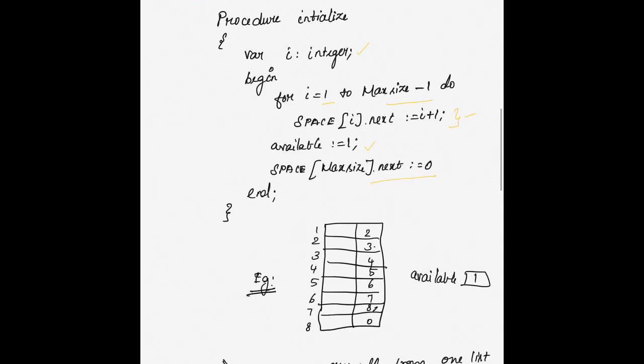When you look at the example here, the max size is 8, so till 7 we have been adding the successor as the next element. So for 1, 2; for 2, 3; for 3, 4; for 4, 5; likewise we went till max size minus 1, and then in the max size we put 0 because that was the end of the list.